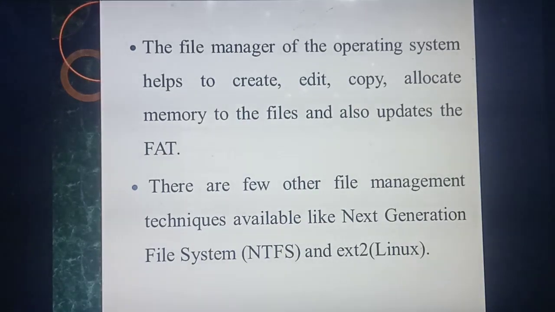So what are the other file management techniques? NTFS, this and all you need to read. Sometimes they will ask for a 1 mark question. NTFS is a next generation file management system. Then ext2, that extension is mainly for the Linux operating system. Understood? One time you read it, sometimes they will ask for a 1 mark question.